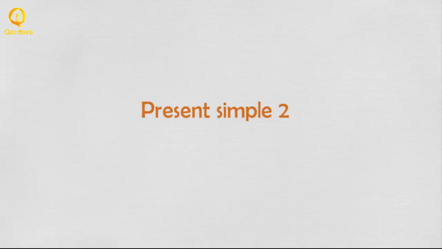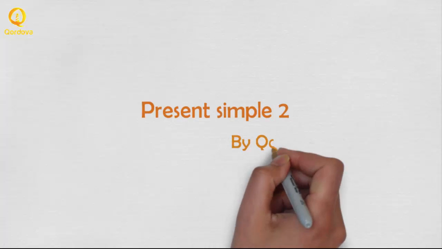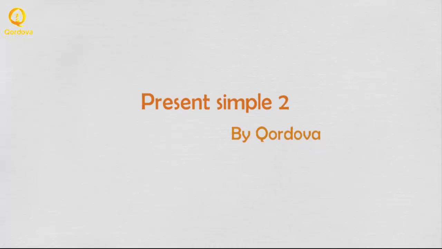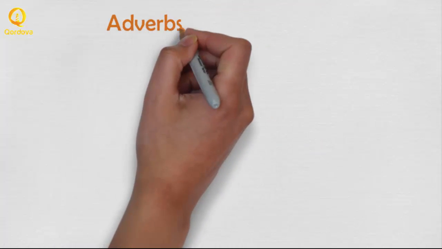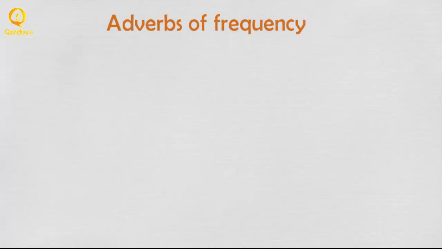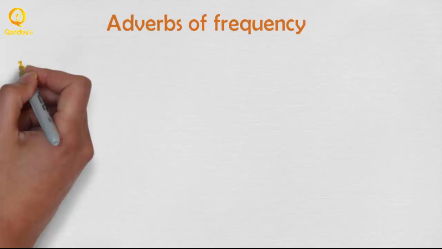In today's video, we're gonna talk about the present simple tense. Let's first take a look at the adverbs of frequency. Adverbs of frequency are words that tell us how often you do something.